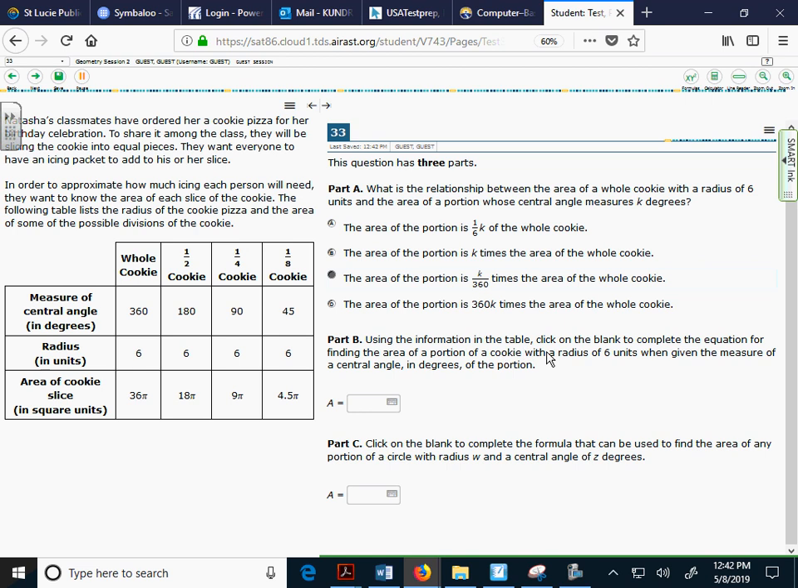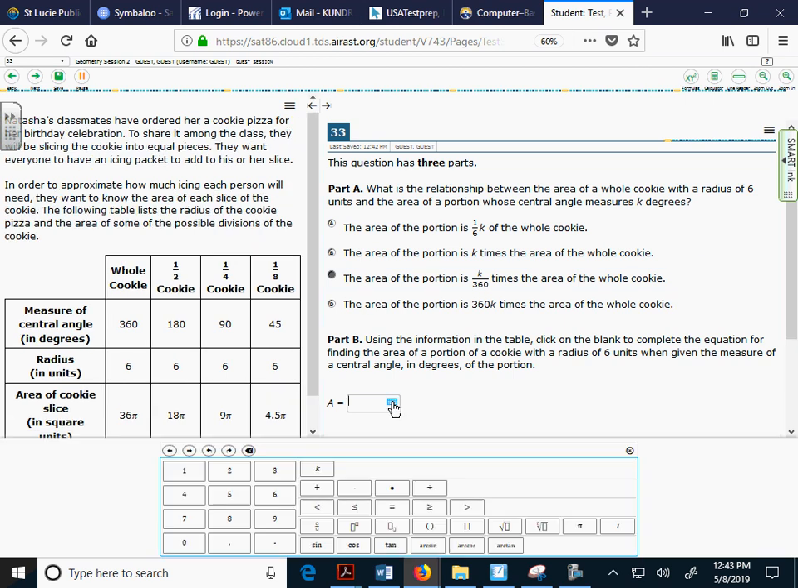Use the information in the table. Click on the blank to complete the equation for finding the area of a portion of a cookie with a radius of 6 units when given the measure of a central angle in degrees. If you click on this box here, this is when this problem gets weird. Notice here how they actually give you K. They don't let you type in anything. I'm hitting A, they let me hit F, D, they don't let you. So I'm telling you now, I'm going to use the letter K to show the central angle in this case, because they have it here.